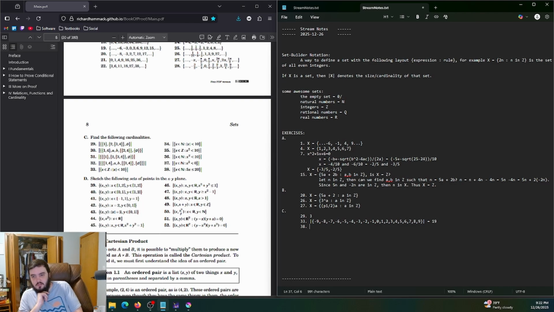x is in the natural numbers such that 5x is less than 20. Okay, so it's going to be 1, 2, 3, 4. And the cardinality of {1, 2, 3, 4} is just 4.